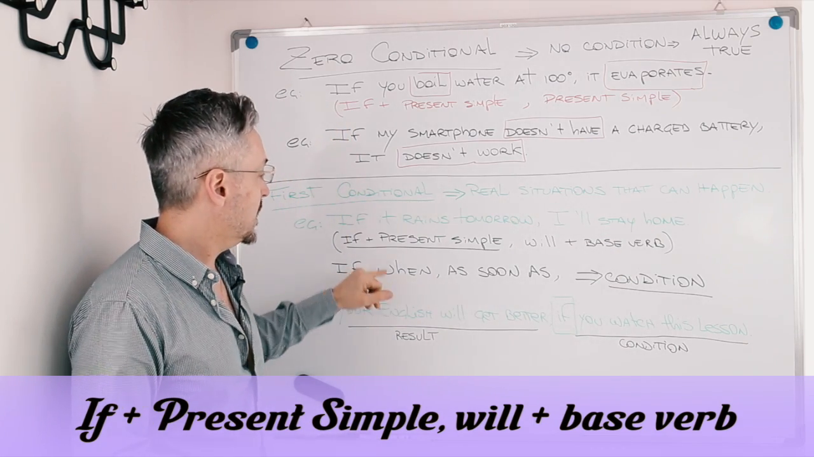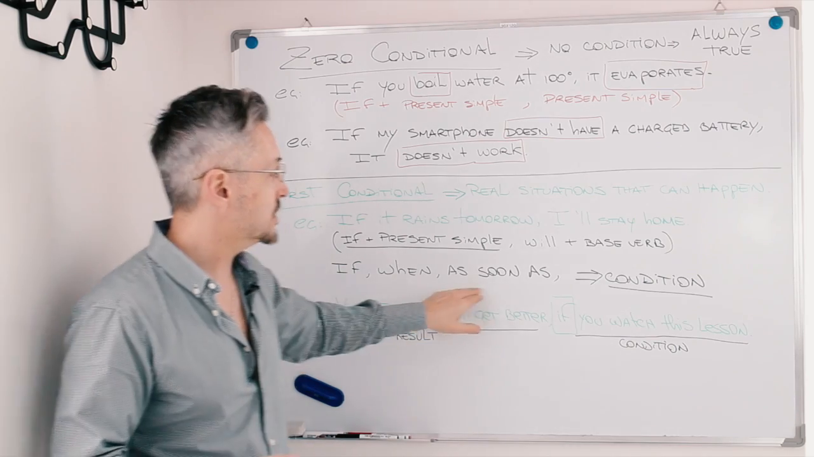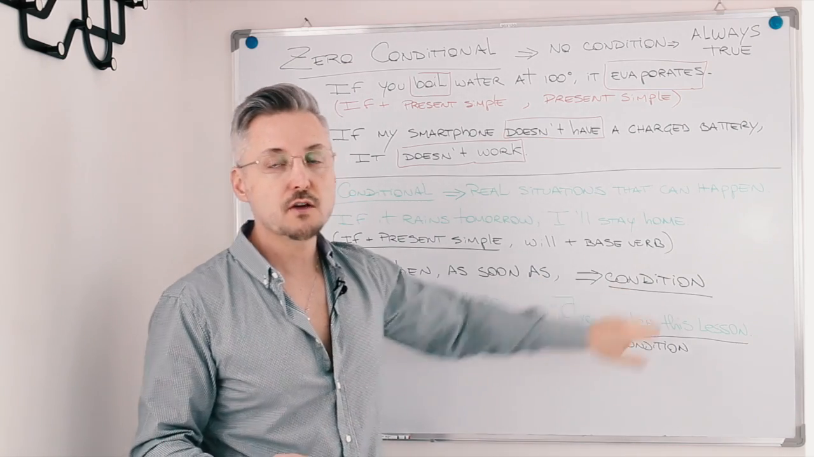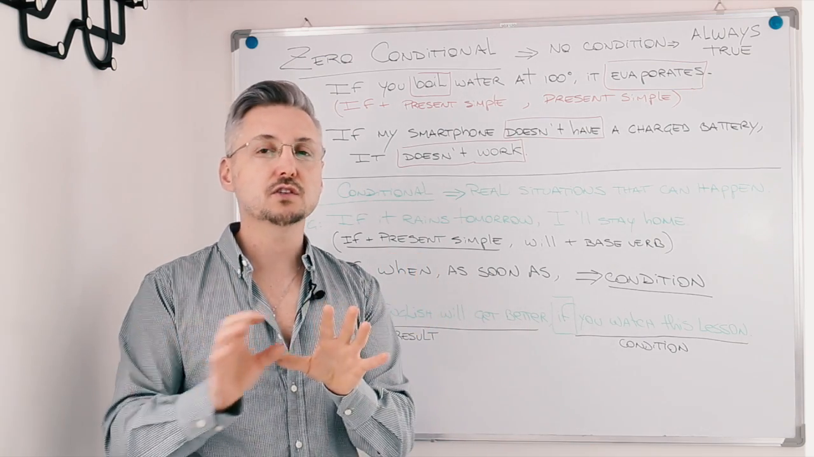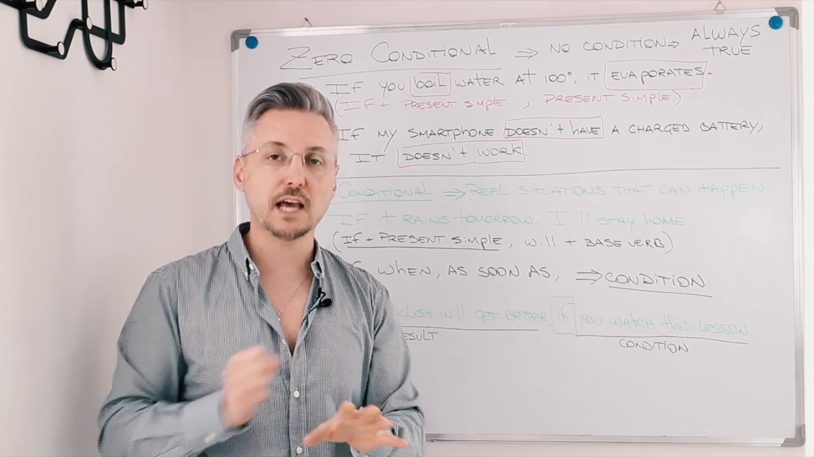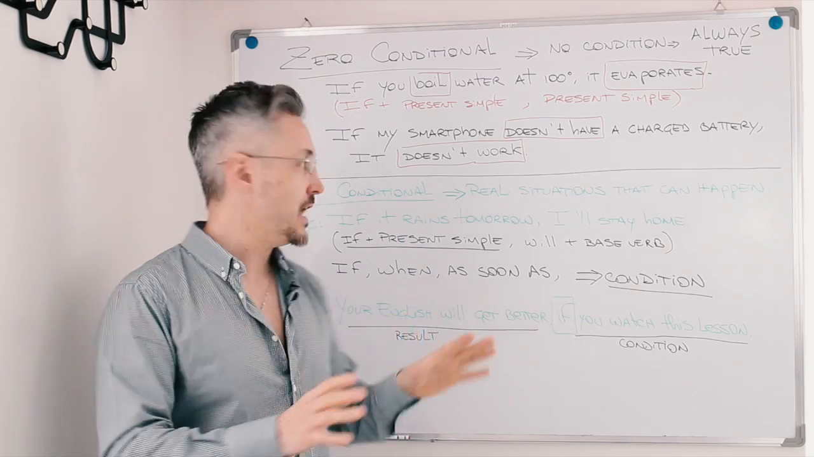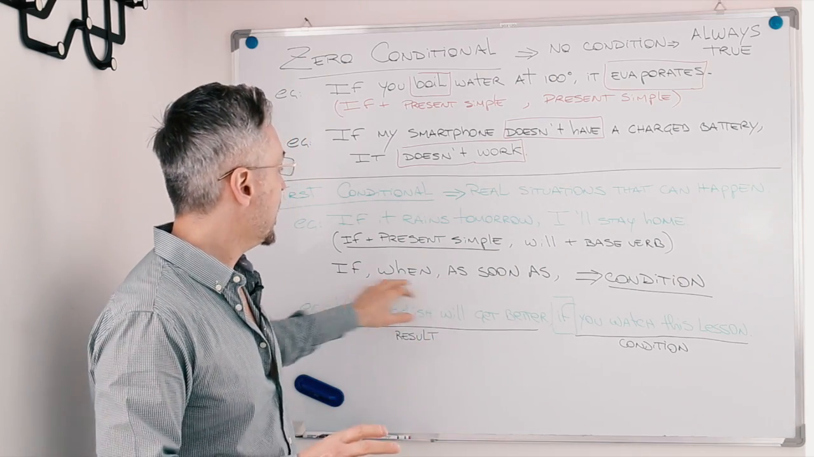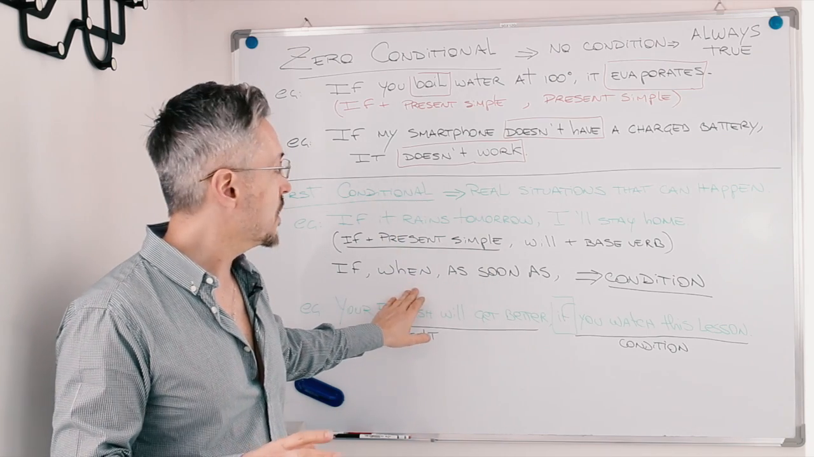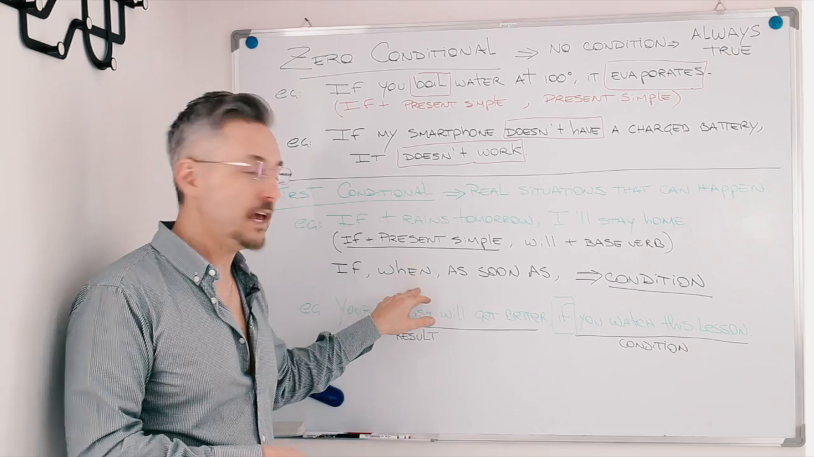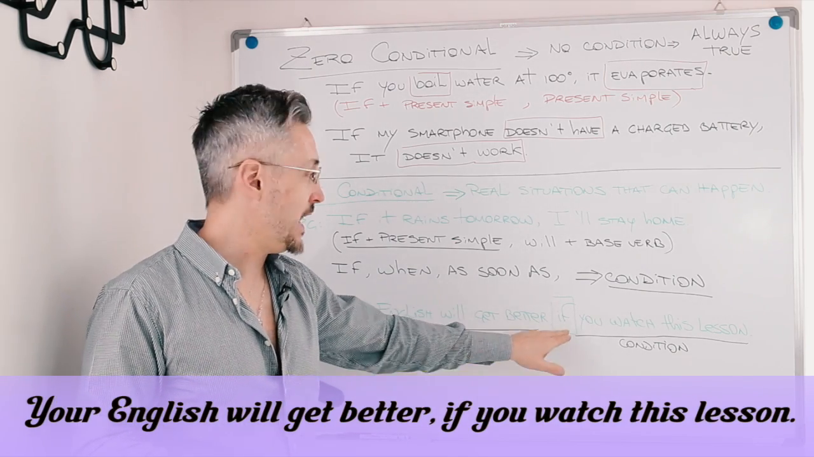And I wrote here also that if can be replaced with when or as soon as in the condition part. Remember that it can be interchangeable between the condition and the result. So the result can come first and the condition second. It is very important to consider that after all these conjunctions or expressions, we need to use the present simple for the first conditional.